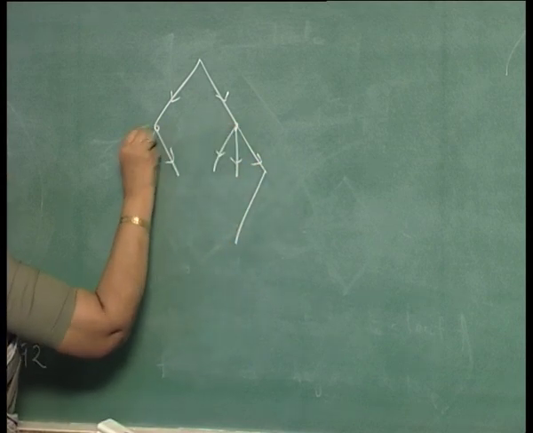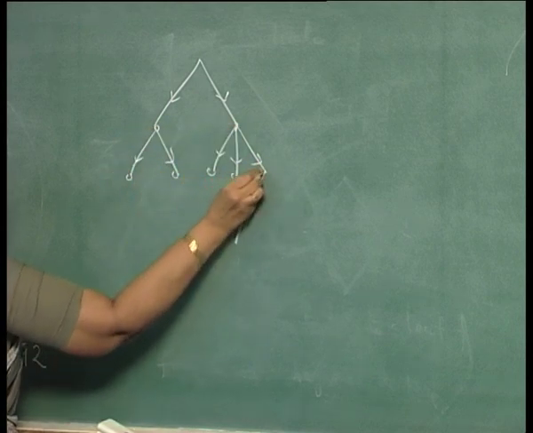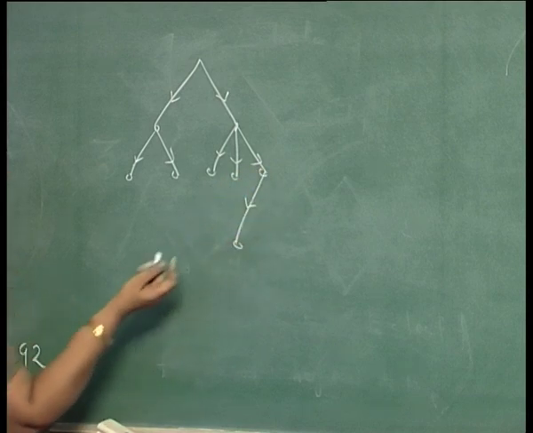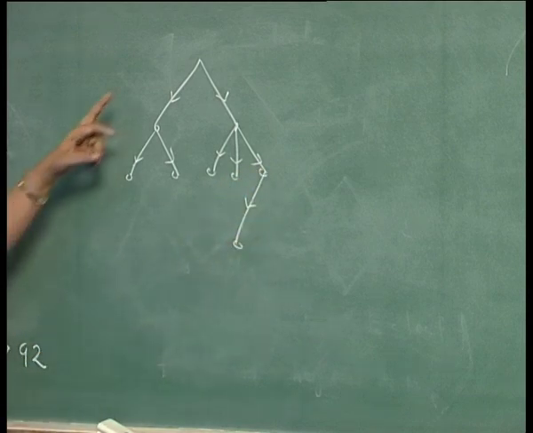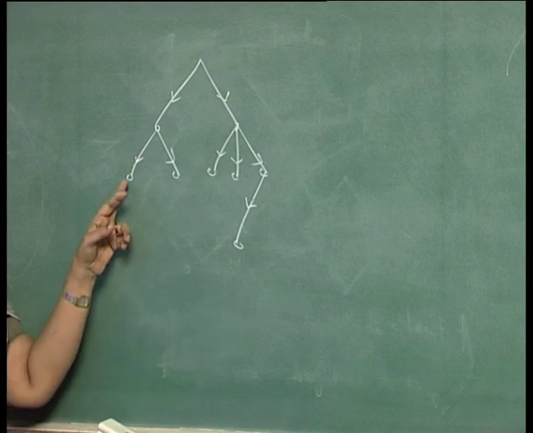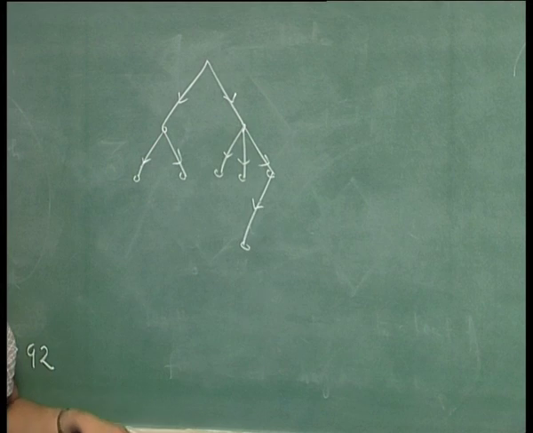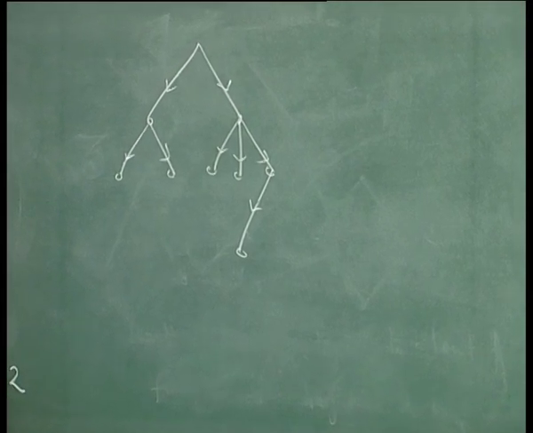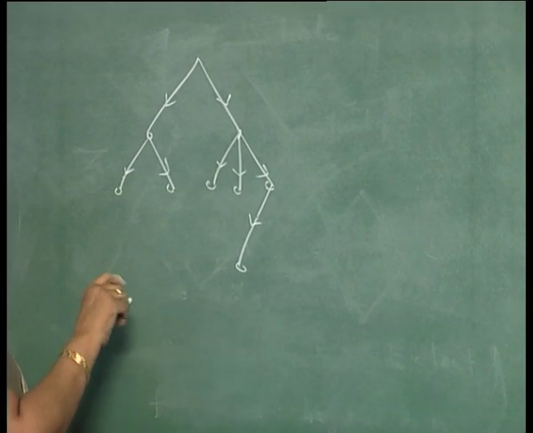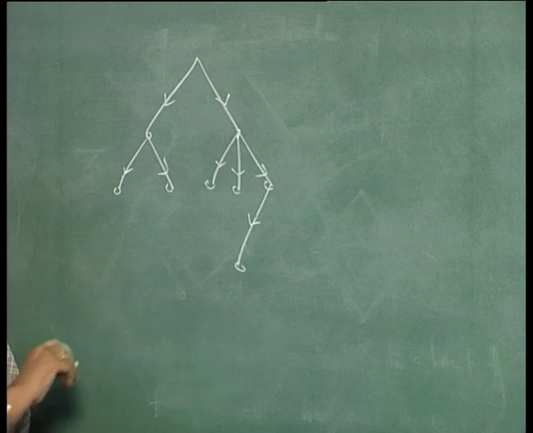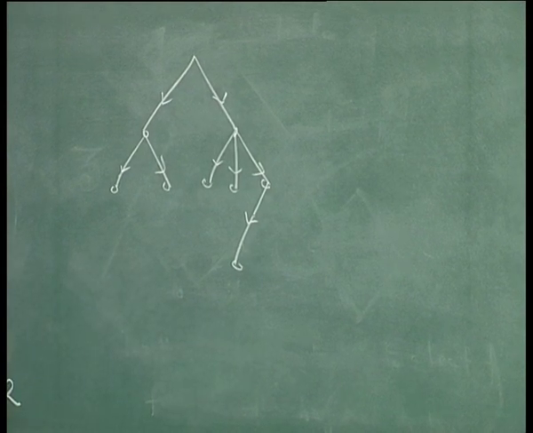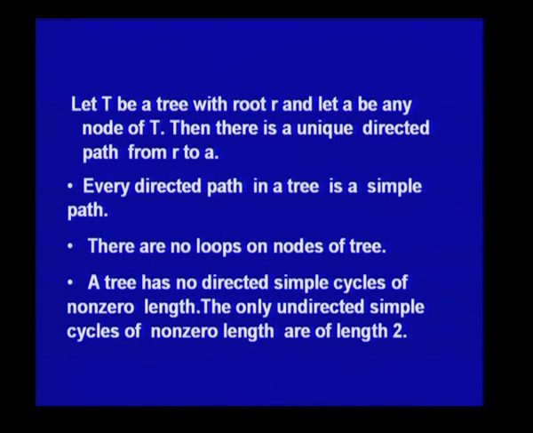So, if you have a tree like this, and usually we do not write the direction of the arcs explicitly, but suppose you also draw the arcs. Look at this, every path is a simple path, there are no self loops, there is no directed cycle, and the only undirected simple cycles of non-zero length are of length 2.